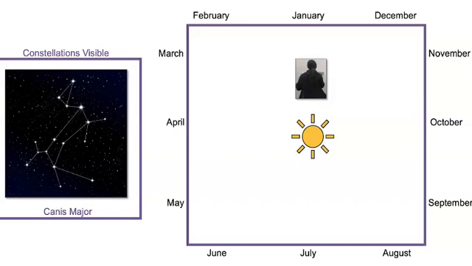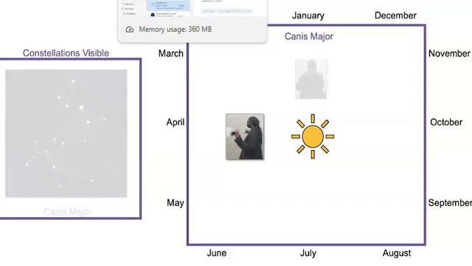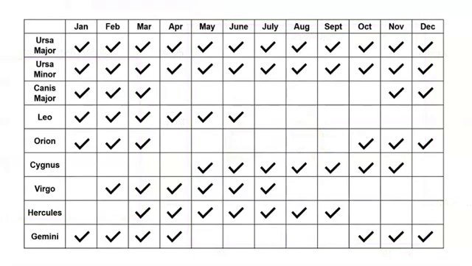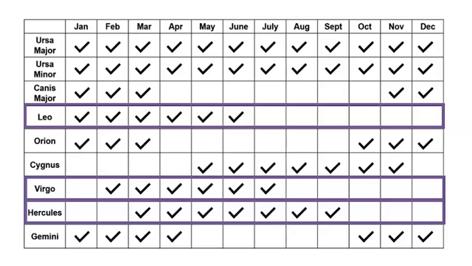Nice work. Let's use our data table to determine which constellations are visible during spring months. Do you see any constellations that are visible during spring months but not year-round? I think Leo, Virgo, and Hercules would work. Let's add them to our model.